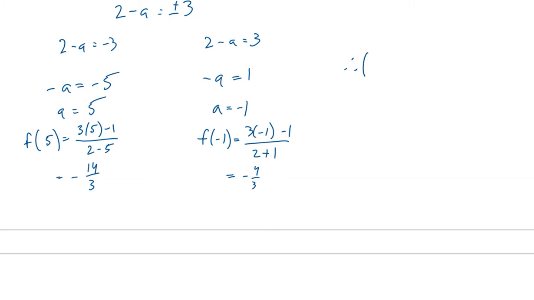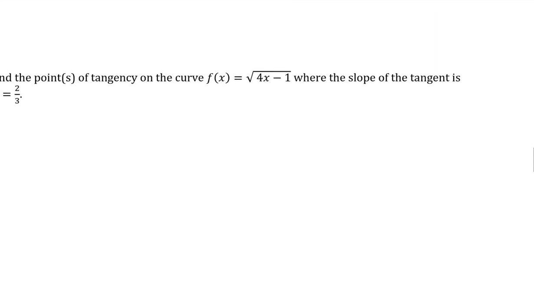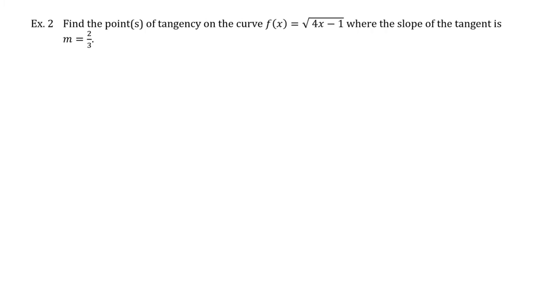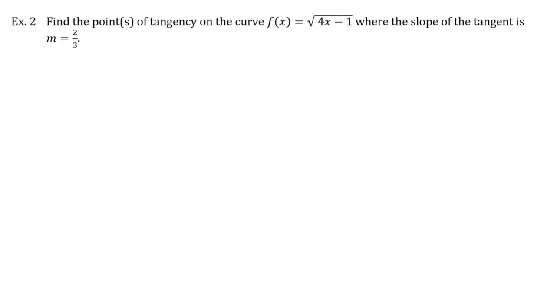So therefore, we've got 5 and -14/3 as one of the points, and the other point is -1 and -4/3. Okay? So that's a general idea. We're going to do one more, and we're going to do the third type of function that we've been looking at, which is a square root function, and see what this looks like. But it's the same thing, right? It's still just we're going to use the multiplying by a conjugate strategy and sub in for slope of the tangent, which in this case we're given. It's just 2/3. And so we'll see what the algebra looks like, but it's the same kind of process.